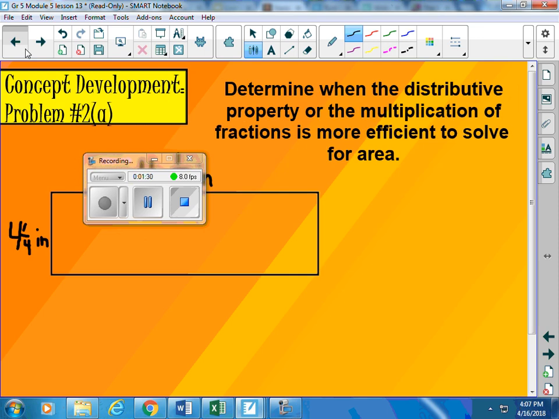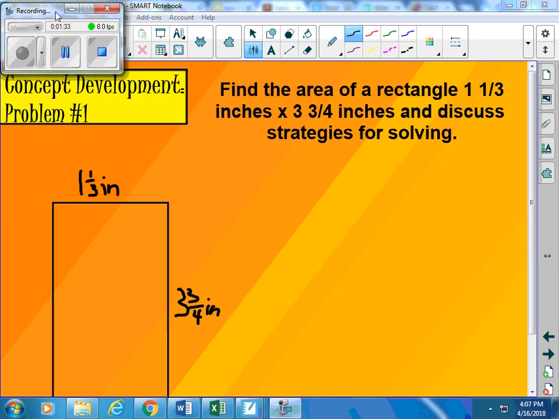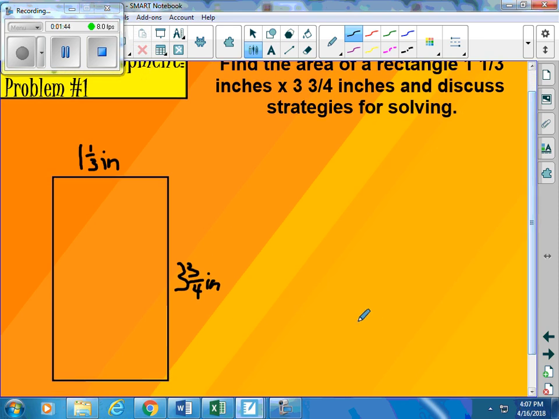Scroll past the fluency. Whoops. Okay. So it tells us to find the area of the rectangle that is 1 1/3 inches by 3 3/4 inches. So what they're looking for is for us to use that tiling method, where we would say that this is 1 inch and that this is 1/3 of an inch. Okay, so I've just broken apart that 1 1/3 into the one whole and then the fraction.